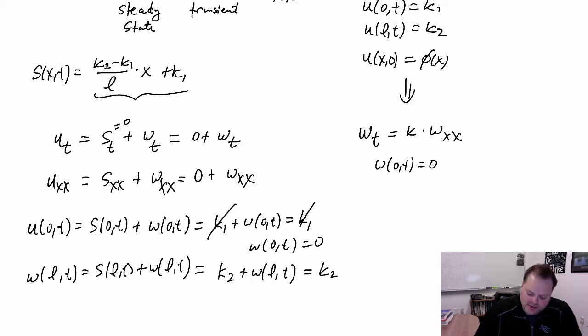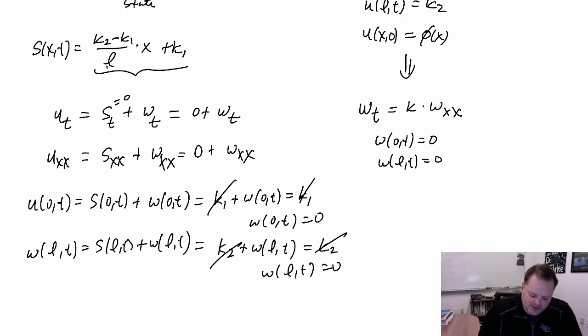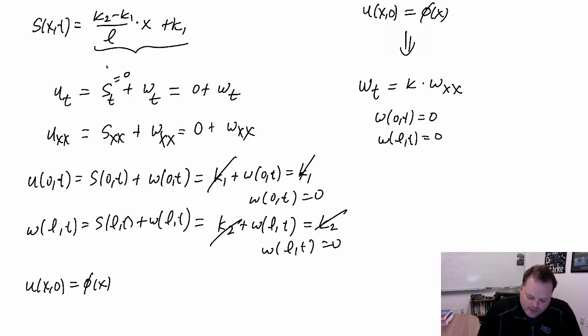And here, once again, you can see you've got k2 on both sides, so this gives w of L, t equals 0. So we've managed to homogenize both of the boundary conditions. Let's see about the initial condition. The initial condition, u of x, 0 equals phi of x. So that's equal to s of x, 0 plus w of x, 0.